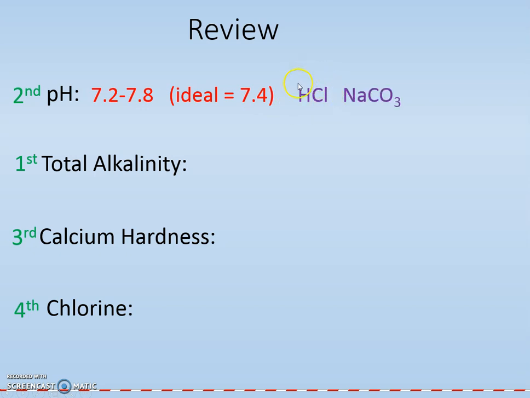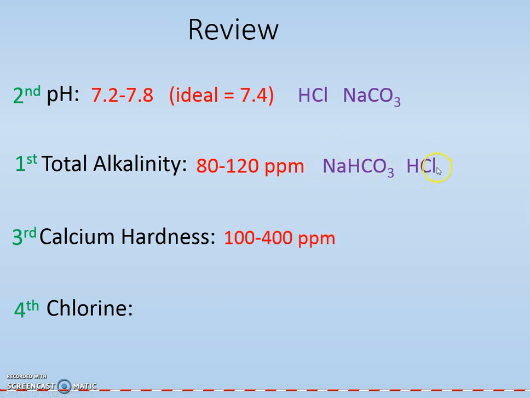Here's the range for pH, the ideal value, and this can be achieved using these 2 products. Hydrochloric acid will decrease the pH, and sodium carbonate will increase the pH. Total alkalinity should be between 80 and 120 parts per million. Total alkalinity will increase when you add baking soda and will decrease when you add hydrochloric acid. Calcium hardness, here's the range.